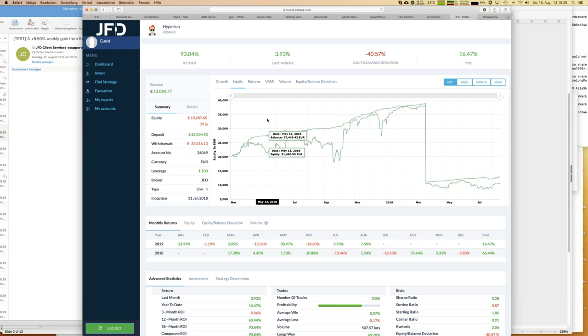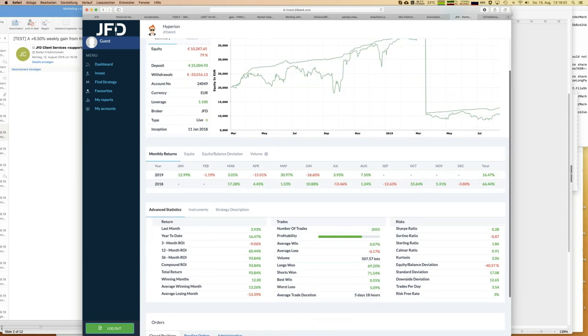So therefore, it's always important to look for growth first, and you might look for equity here as well. And then you see there are two green lines. And that is, once again, the balance, which is always accumulated closed trades, and the equity. And that, you remember, the difference is what we call equity balance deviation and are floating losses. You see, strategy is developing really good, steady growth, so that's quite well.